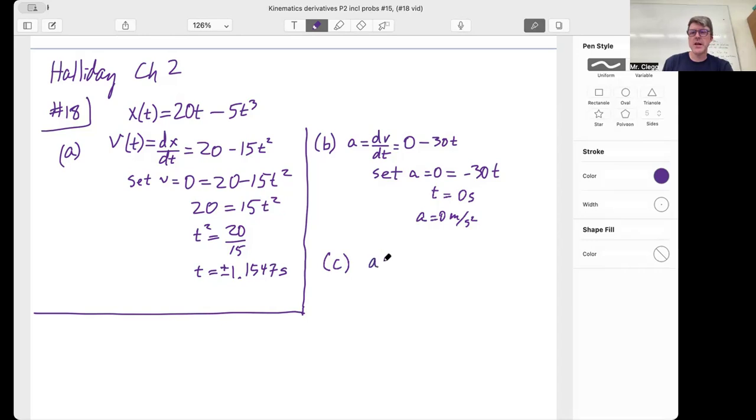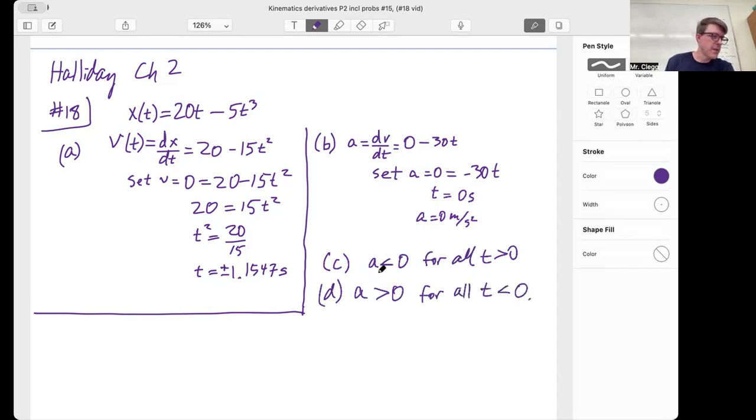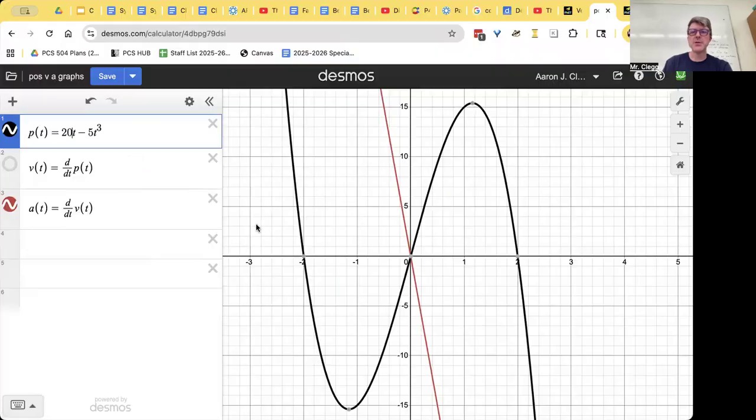So C asks us for what time range is a negative. A is negative for all t greater than 0. And D says a is positive for all negative t. And I think it says to graph them, right? It's kind of silly that they make you do all this stuff before graphing it, because I think the graph actually helps you understand it.